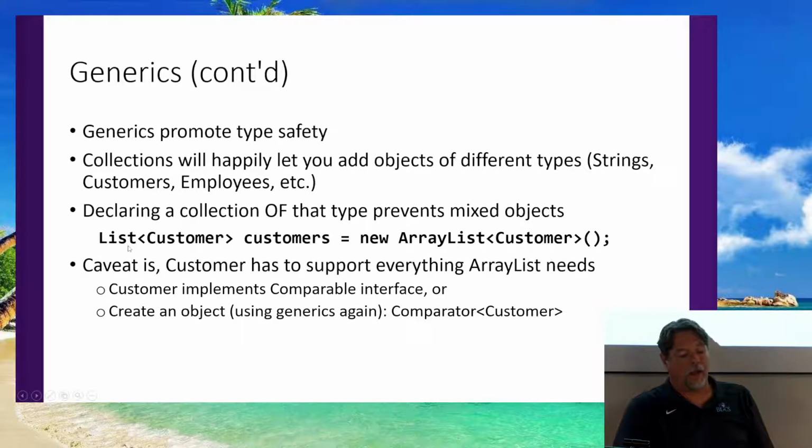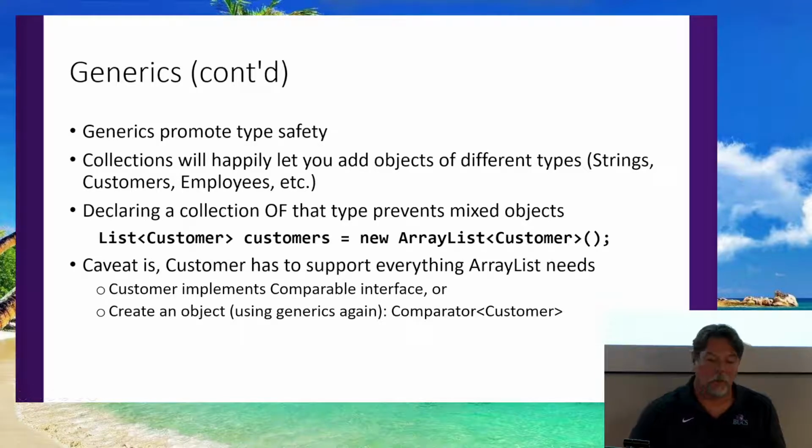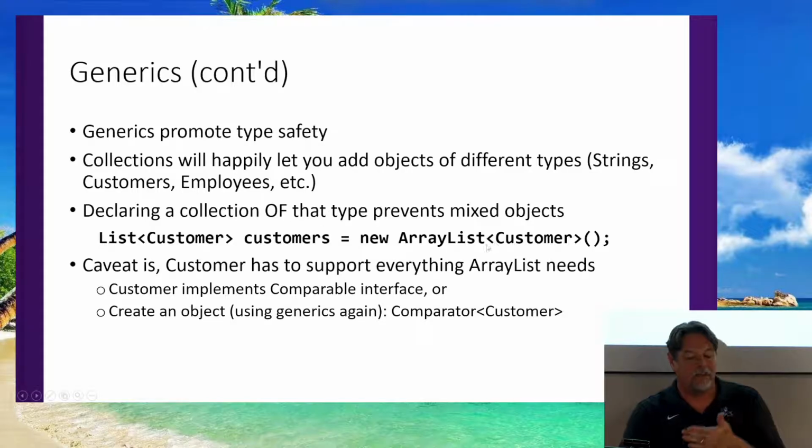So here's an example. If I wanted to create a list, notice the syntax here. I'm using the name List on the left. You would read this as, I'm declaring a list of customer objects, the variable name customers, equals new, the new operator, I'm going to create it. But on the right side, I switch to ArrayList. And there's a very specific reason for this. List is the interface. ArrayList is the class that implements that interface.